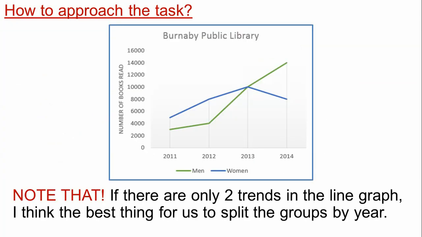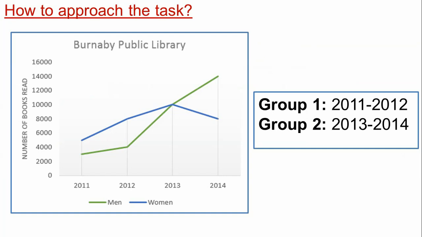Note that if there are only 2 trends in the line graph, I think the best thing for us is to split the groups by year. For example, in this line graph, I can see that there are only 2 trends, and if we divide these trends into 2 groups, we wouldn't be able to easily make comparisons, which of course is a big skill in describing this data. So, Group 1, 2011 to 2012. Group 2, 2013 to 2014.